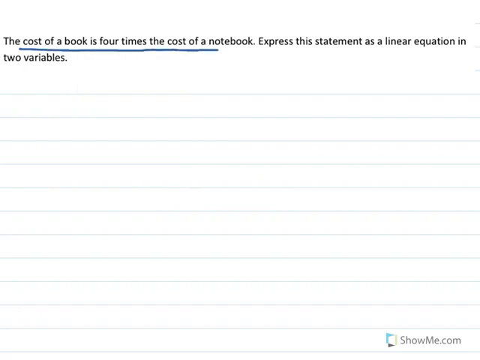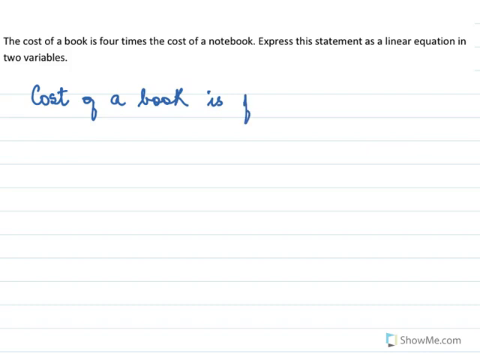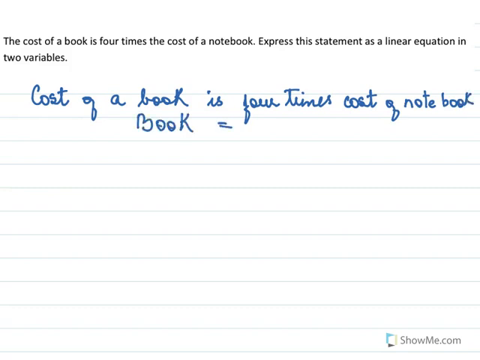The cost of a book is 4 times the cost of a notebook. Express this statement as a linear equation in two variables. So the condition given to us here is cost of a book is 4 times cost of a notebook. This is the condition given to us, which means book equal to 4 times notebook.